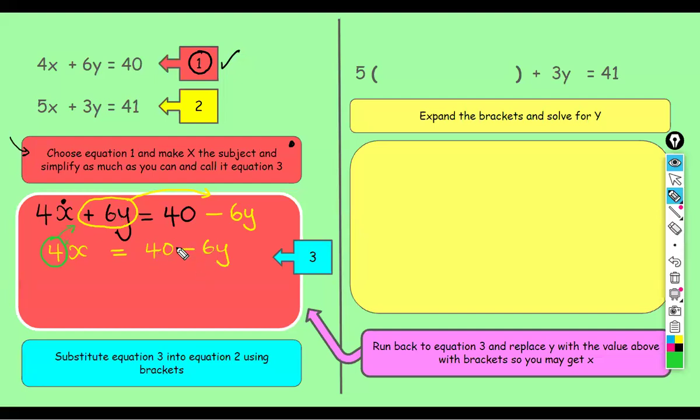How many people are waiting on this side? You have two items, right? You have 40 and minus 6y. Who gets divided by the 4? The 40 or the 6y? Who gets divided by the 4? The 40 or the minus 6y?